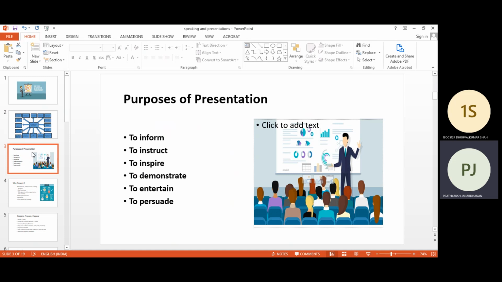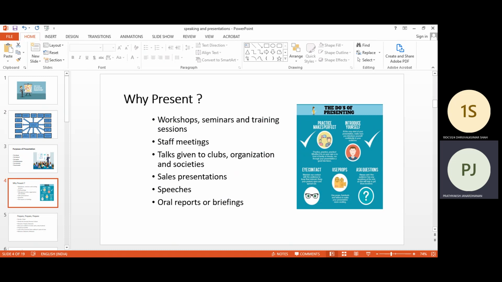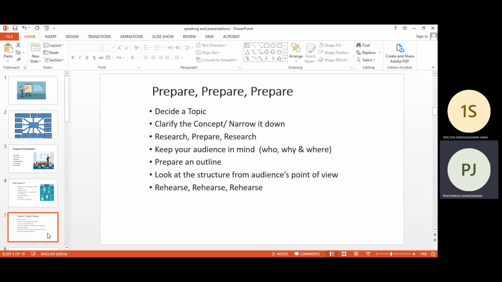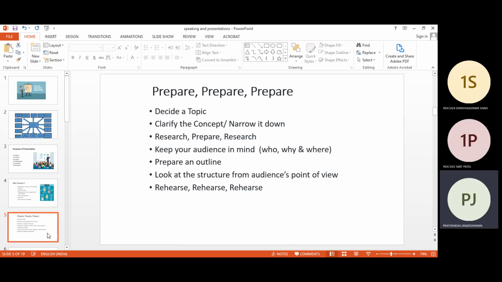Entertain, we generally don't use that. To persuade, yeah. So that is a client or it happens in placement talks and all. They come and give a PowerPoint presentation. This I've already covered, so I'm not doing it. The only word I can use for presentations is to prepare it carefully.